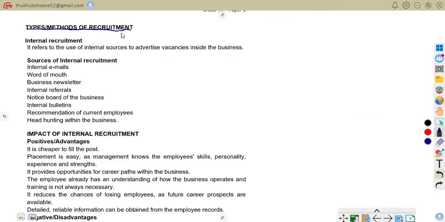So we know very well that we have internal recruitment. It refers to the use of internal sources to advertise vacancies inside the business. That is when you are recruiting internally, filling a vacancy from inside the company.